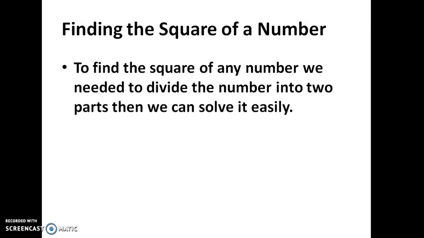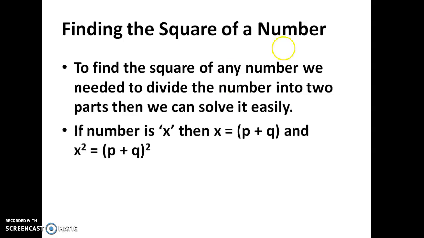Instead of that regular method, we are going to use some other method to find the square of a number. To find the square of any number, we divide the number into two parts, then we can solve it easily. So a given number will be divided into two parts and we will do the whole square. If the number is x, then x is equal to p plus q and x square is equal to p plus q the whole square. In this way we are going to find the square of any number.